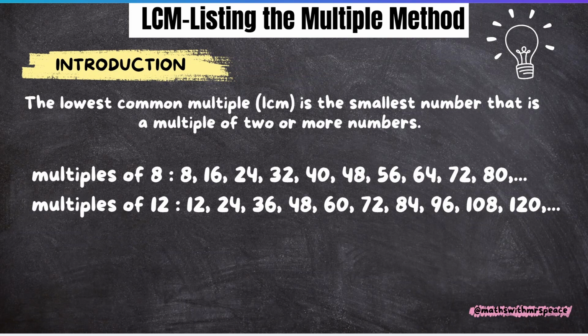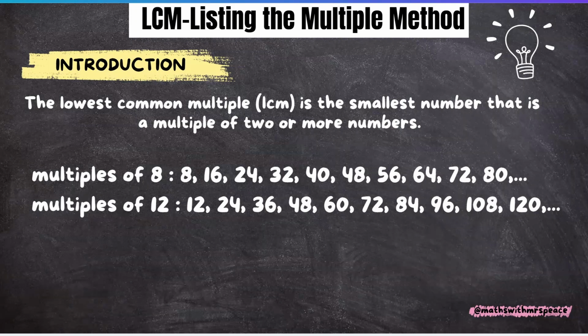The lowest common multiple, also known as LCM, is the smallest number that is a multiple of two or more numbers. What this means is that given a list of multiples of two or more numbers, after identifying their common multiples, the smallest common multiple is what we call the LCM. So LCM can mean lowest common multiple or least common multiple. When you have your list of common multiples between two or more numbers, the smallest one, the least, the lowest is the LCM.